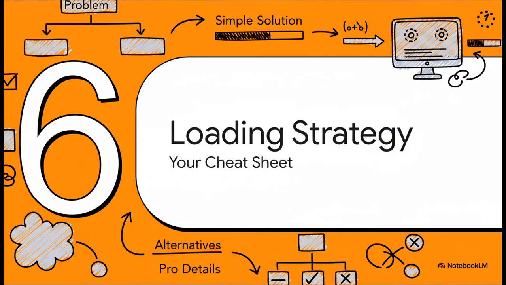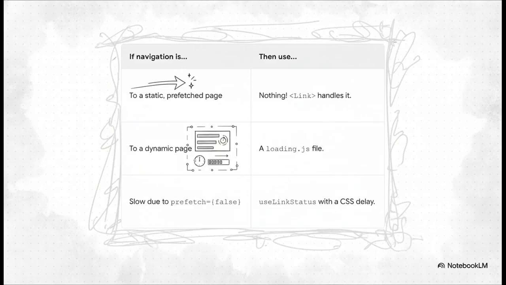Okay, we have covered a ton of ground. We've looked at the problem, the simple solution, the better alternatives, and those pro-level implementation details. Now, let's just boil all of this down into a simple decision-making cheat sheet that you can use in your own projects. So really, it all just comes down to choosing the right tool for the right job.